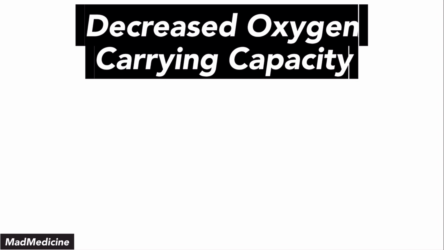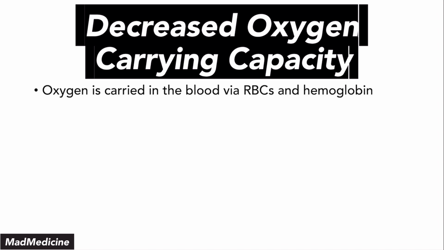So oxygen is carried in our blood via red blood cells and hemoglobin. Mainly, it has to do with hemoglobin. Hemoglobin is very important because it is essentially a protein that allows our body to carry how many oxygen molecules? 4. You have 4 oxygen molecules that can bind to hemoglobin, right? So when can you get a decrease in the oxygen carrying capacity? Essentially, it's going to happen when you have something interrupting hemoglobin or hemoglobin's ability to bind.